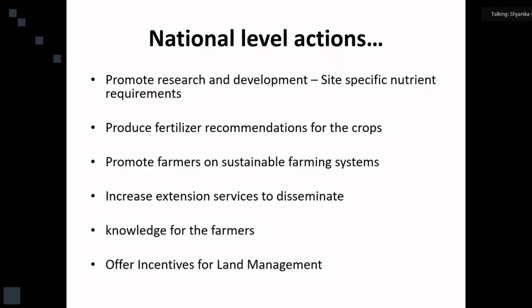It is not much effective because if I apply soil conservation measures, but the next farmer does not apply those things, what happens? It is useless, right? So we have to collectively apply all the soil conservation measures so that the results are very promising, right? So in that case, we have to have national level actions, need to promote research and development.